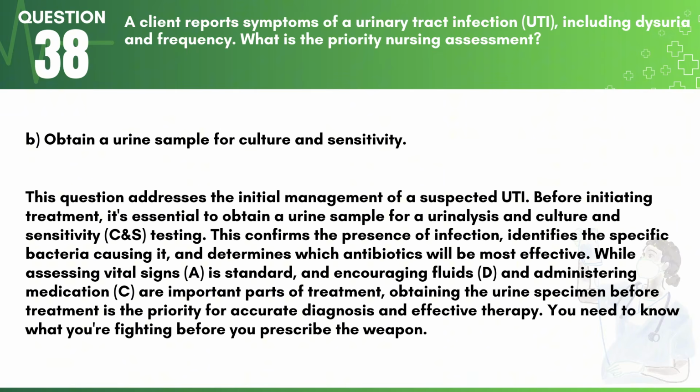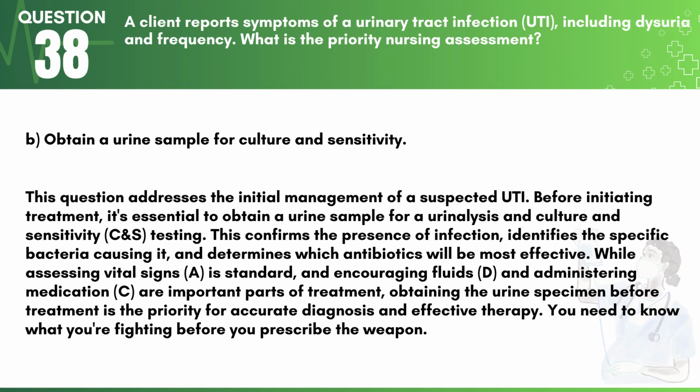Answer B. Obtain a urine sample for culture and sensitivity. This question addresses the initial management of a suspected UTI. Before initiating treatment, it's essential to obtain a urine sample for a urinalysis and culture and sensitivity (C&S) testing. This confirms the presence of infection, identifies the specific bacteria causing it, and determines which antibiotics will be most effective.